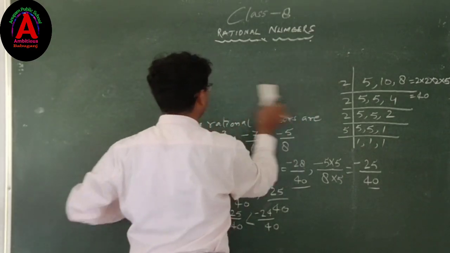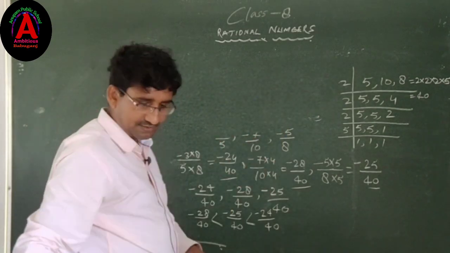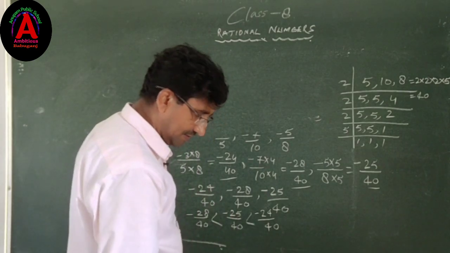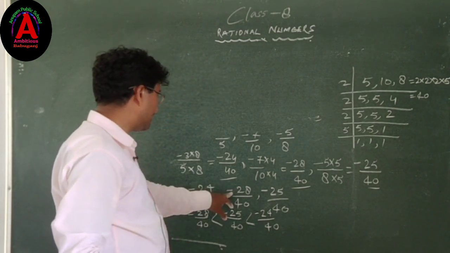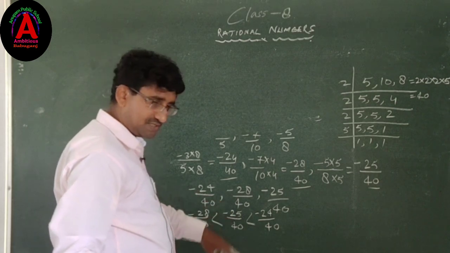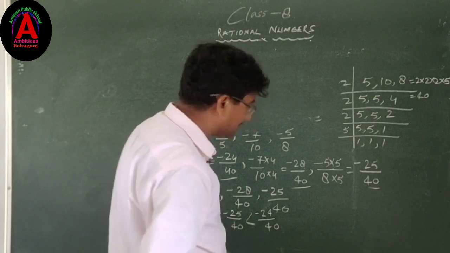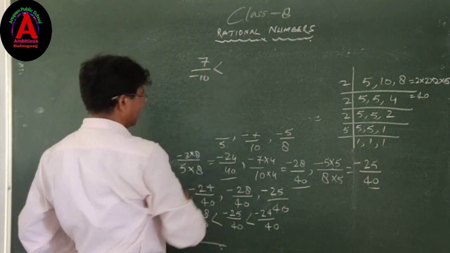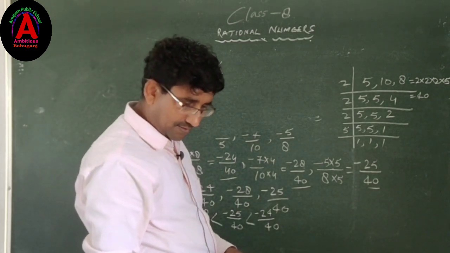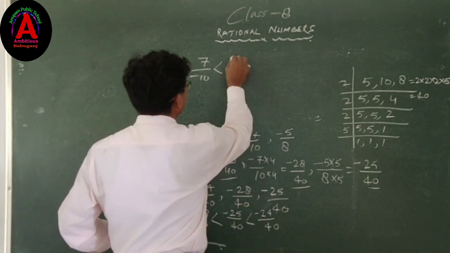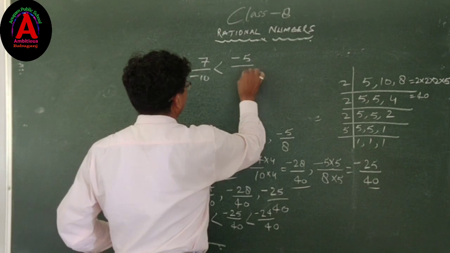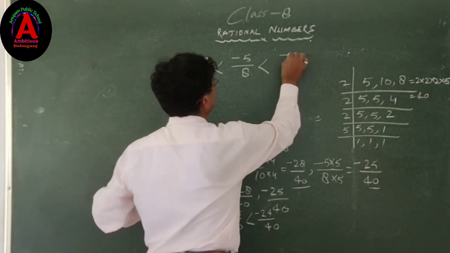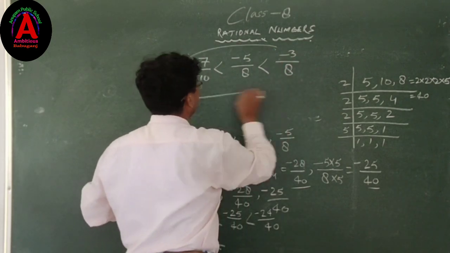That means we have to write our numbers in ascending order. So in terms of the original numbers, minus 28 is 7 upon minus 10, which is lesser than minus 5 by 8, which is lesser than another number, minus 3 by 5. So these are in ascending order.